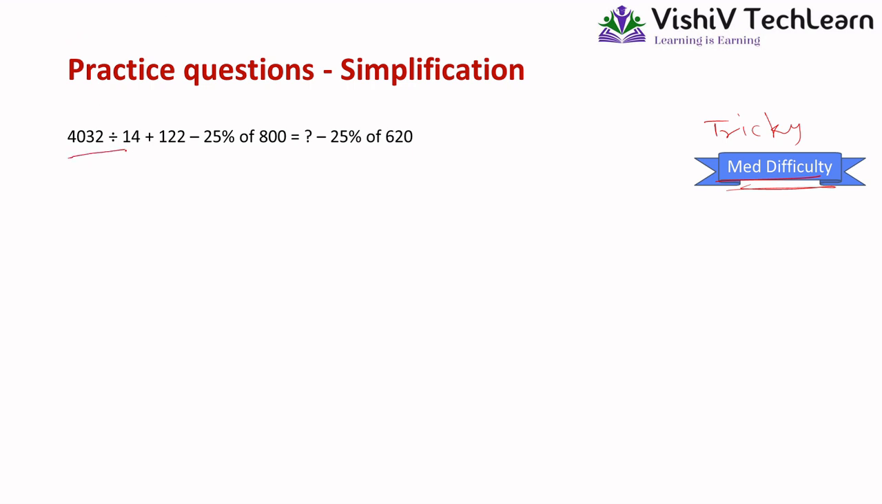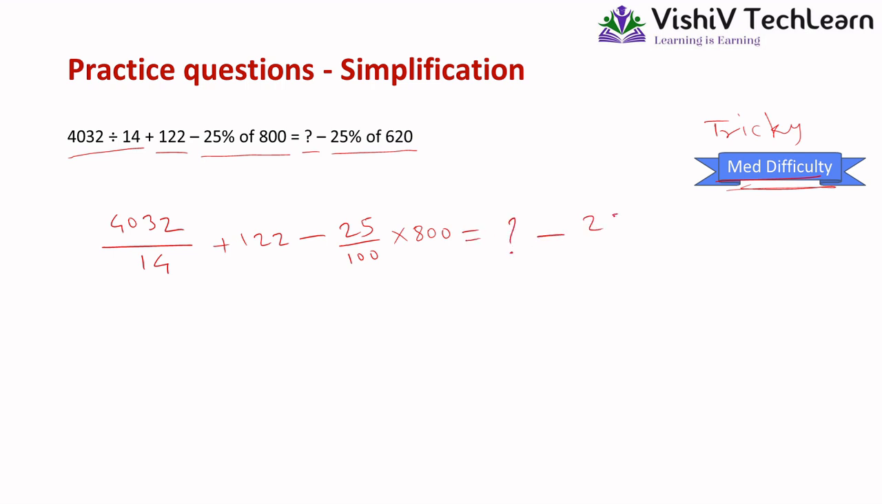What is the question? 4032 upon 14, plus 122, minus 25% of 800, is equal to question mark, minus 25% of 620. Let's start solving it. 4032 divided by 14 we can write, plus 122 as it is. 25% will be 25/100 into 800, is equal to question mark as it is, minus again 25%, so 25% into 620. Simply we got this. Now let's start multiplying.